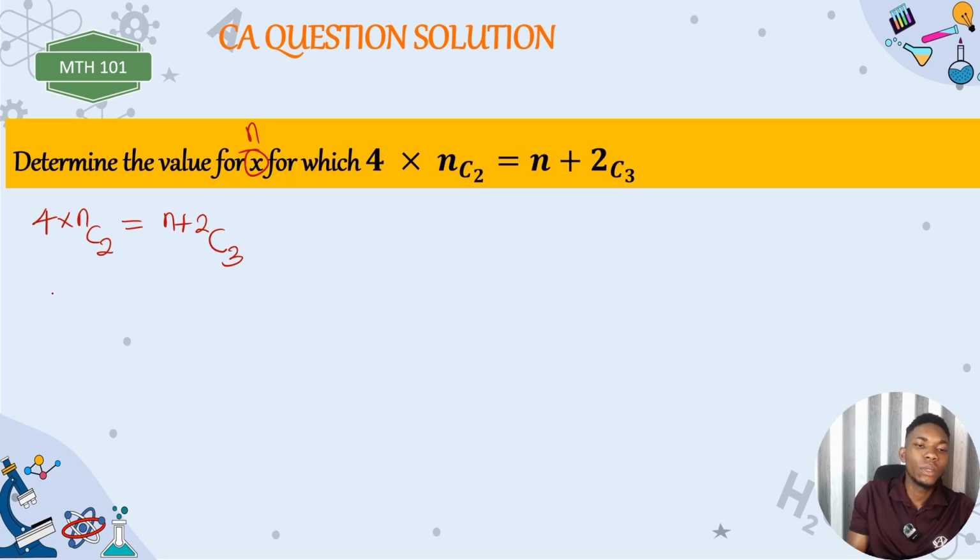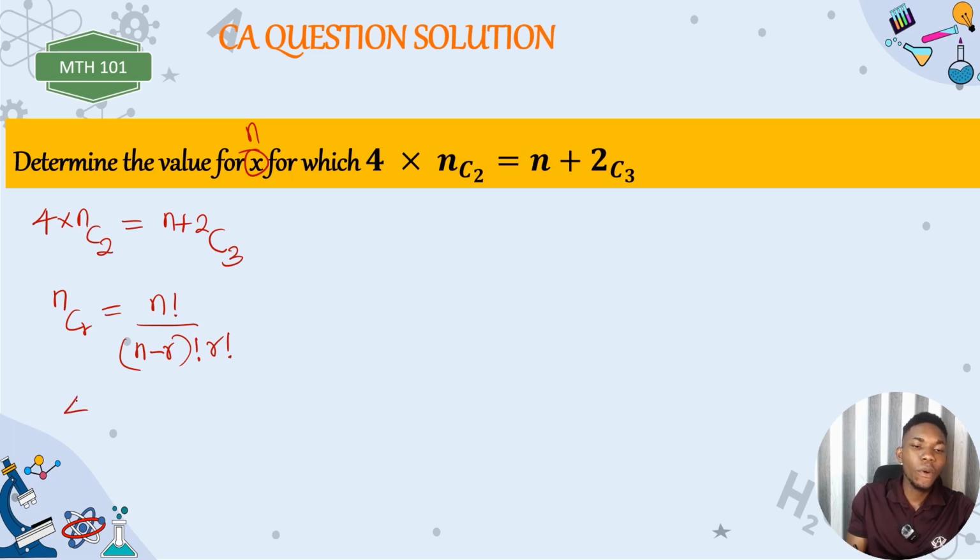Now, do you know that from what you learned under permutation and combination, n combination r is the same thing as n factorial divided by n minus r factorial times r factorial. This is the expression for n combination r. So in this case, we are going to take the left hand side first, and then take the right hand side later.